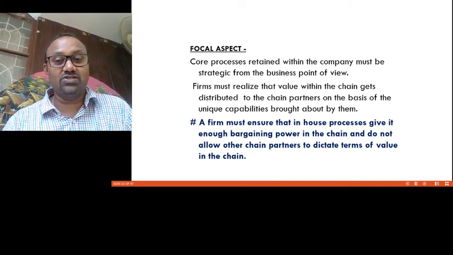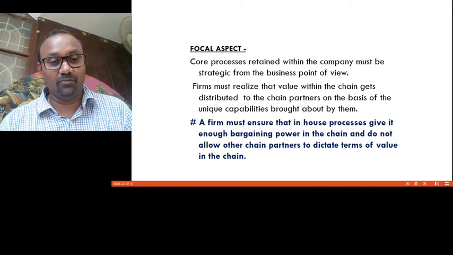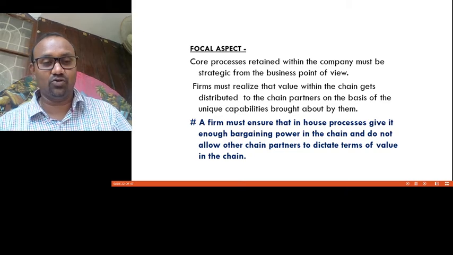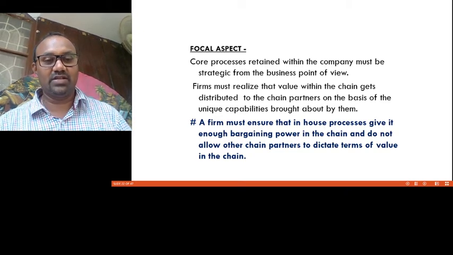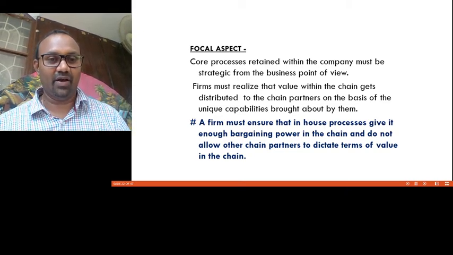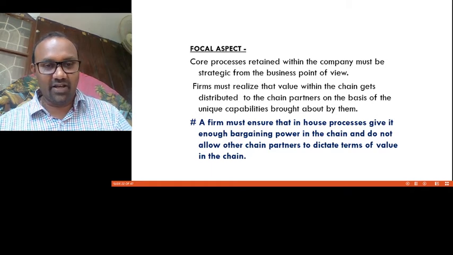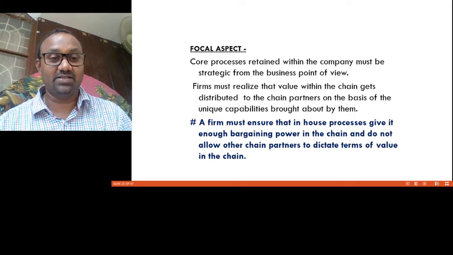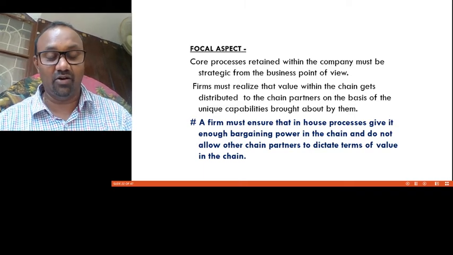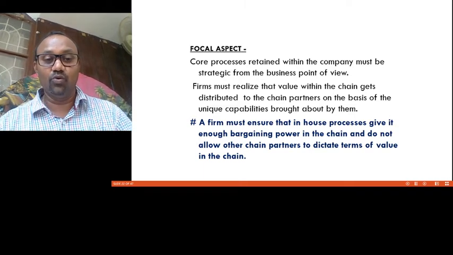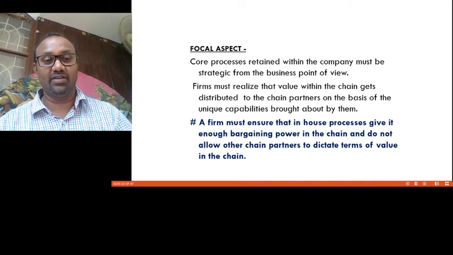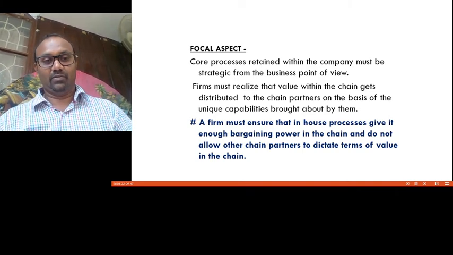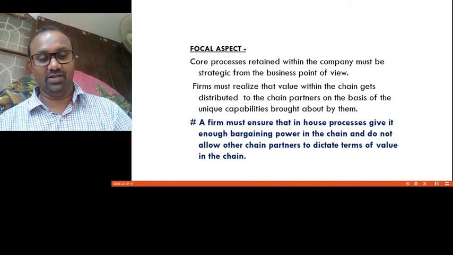value within the chain gets distributed to the chain partners on the basis of the unique capabilities that are brought to them. So when you have different outsourcing partners coming on board, you're establishing a supply chain, right? And all the various partners who are coming on board are the best in class, and they are specialists in their own respective business activity or in their own respective field. So when you have a core competency in a business activity that you have retained, other outsourcing partners will have core competencies in their own respective areas.